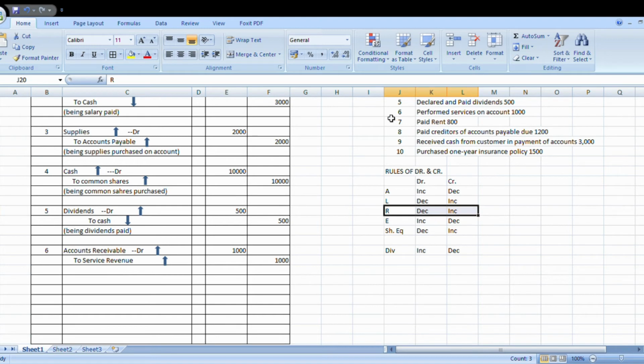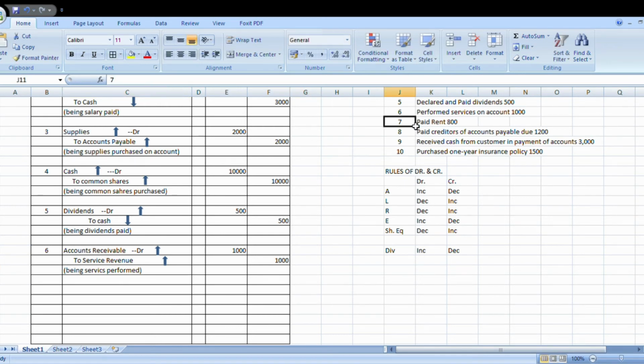But in this case, cash has not been received for the services you have performed. It is on account. That means it is accounts receivable. This asset has been created, so this asset will be increased and you will be debiting it. Accounts receivable is created and you are debiting it with that particular amount. And you will write the narration being services performed on account.